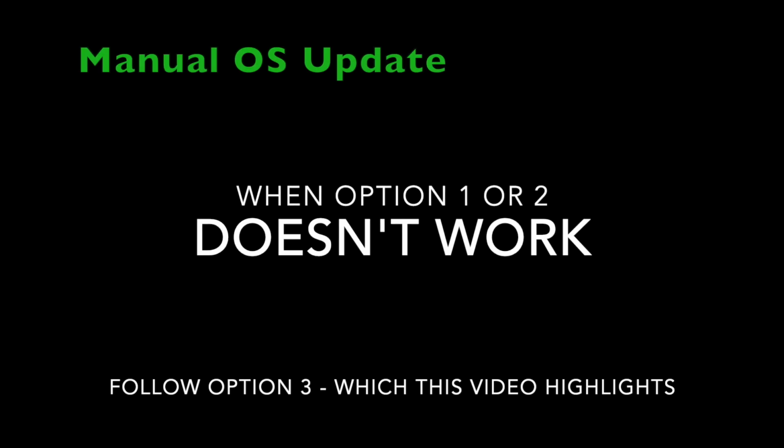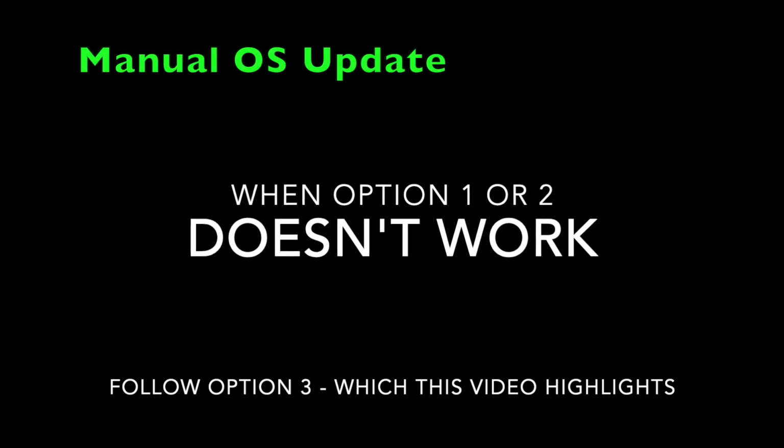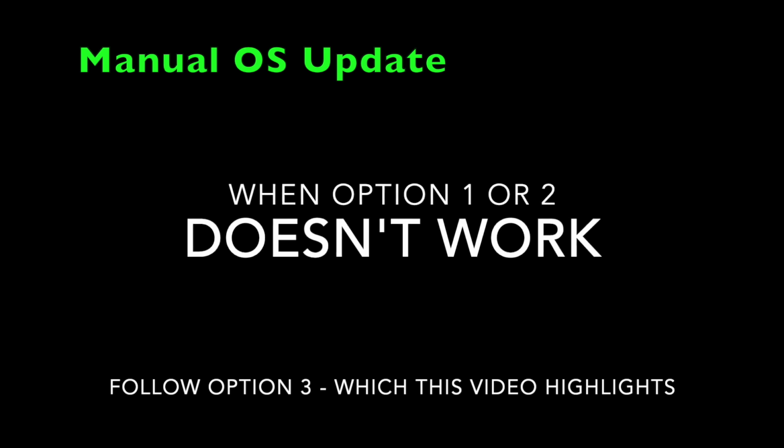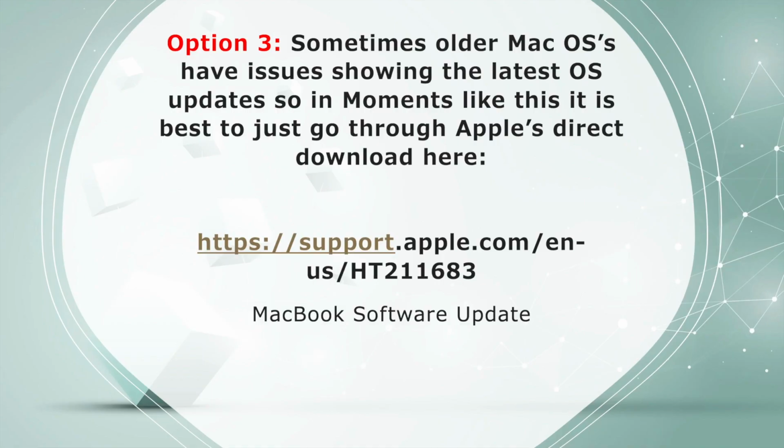Now when option 1 or 2 doesn't work, I'm going to show you how to manually update your operating system. Sometimes with older Macs, the operating systems have issues showing up for the latest version. So not a big deal. I'll show you how we do that directly through the App Store. So we'll just be able to download it. So here's a link to that location.